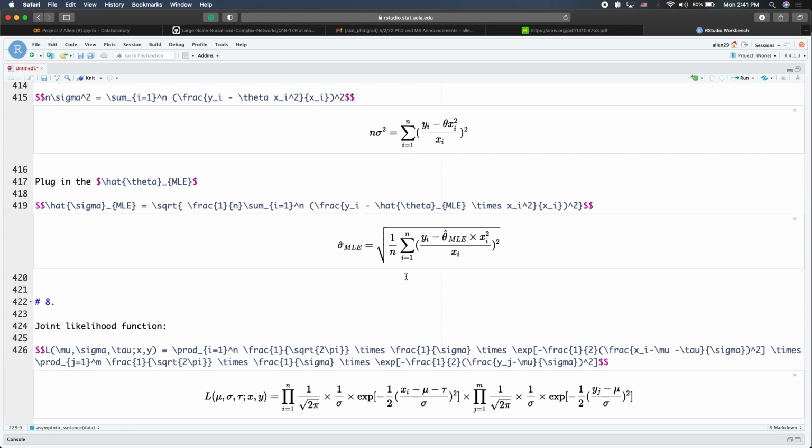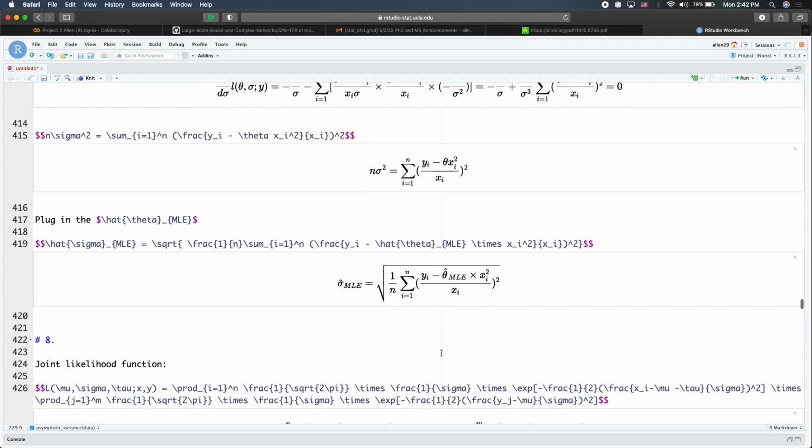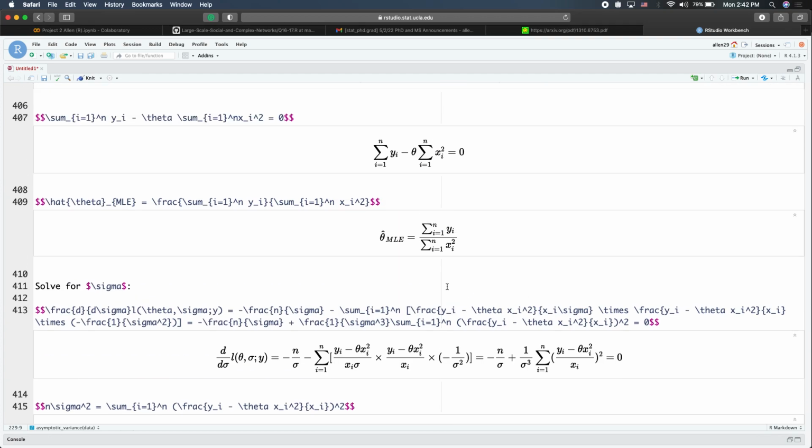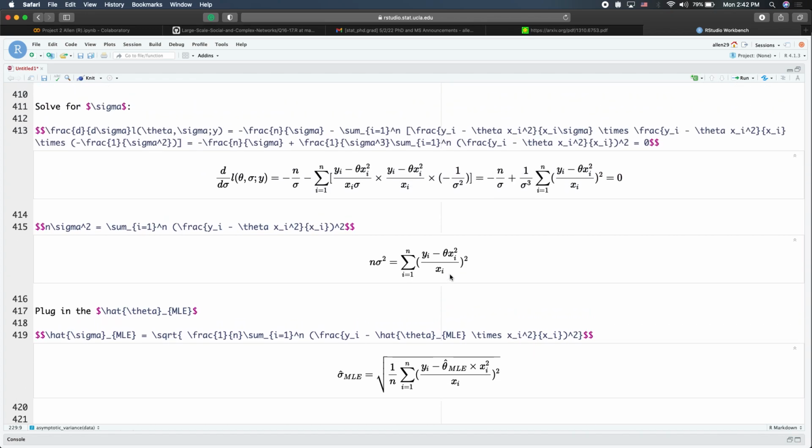So construct the log likelihood, take the partial derivatives with respect to the two unknowns, and then solve for the two unknowns. Your final answer should be based only on the data. yi and xi are data, and this one is also based on data, where theta can also be calculated from the data. And then you have solved the MLE for the two parameters. Questions or comments?